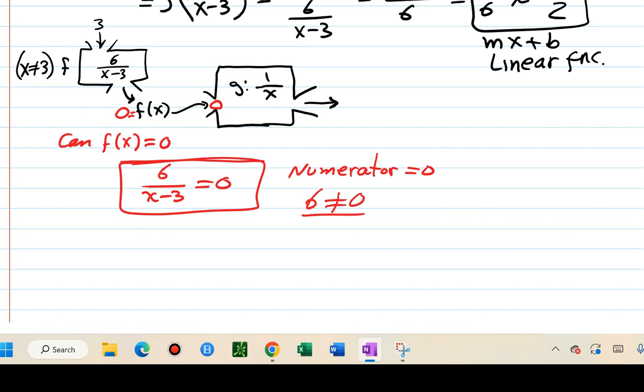So g is going to be okay. It will never be passed on as 0. See that? It will never be passed on as 0. So g is going to work just fine.